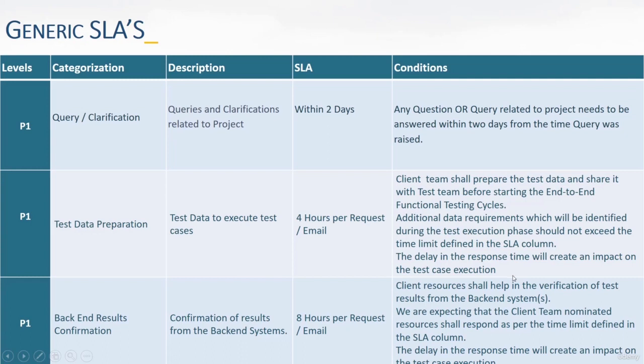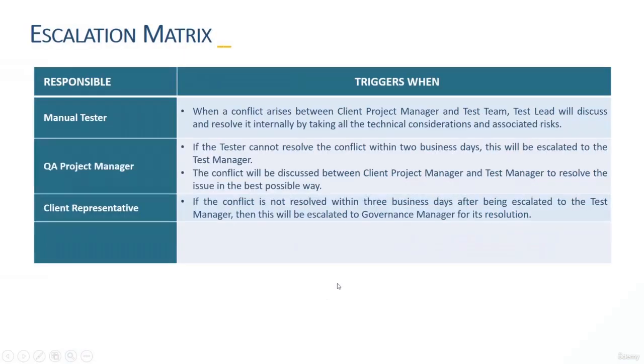Basically, the only reason we are highlighting the SLA is that we are restricting the client so that they need to follow some of the KPIs, and they need to follow the proper SOPs and guidelines. So we will not see any kind of surprises when we are executing and performing our software testing activities. And then the backend result confirmation, the backend system, 8 hours per request, and the client again needs to respond and give us the answer as per the timeline.